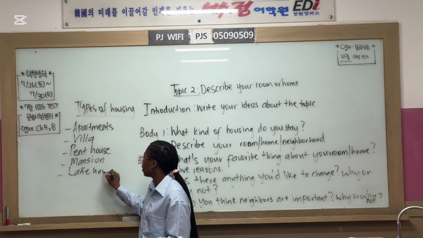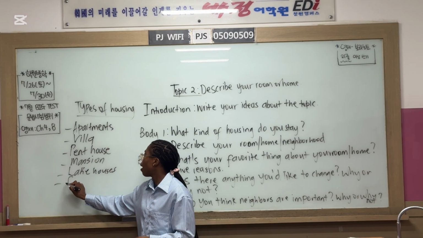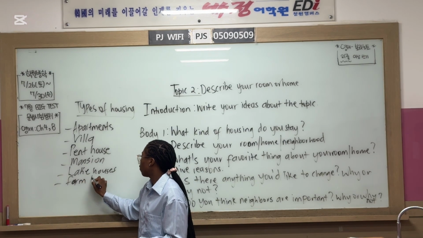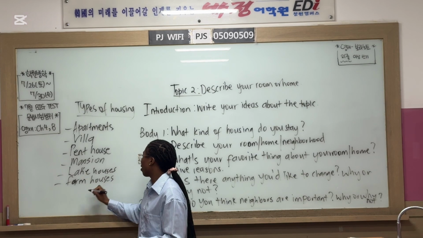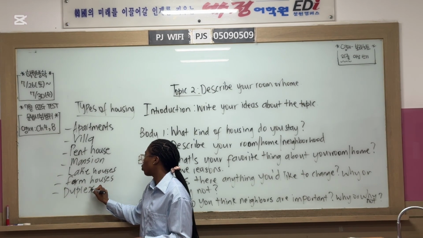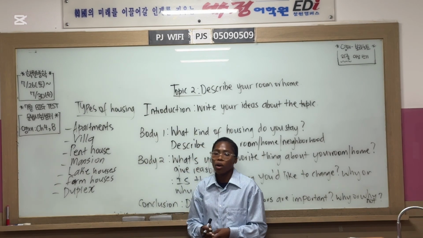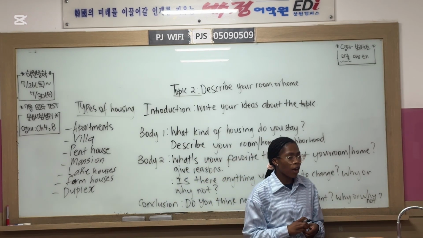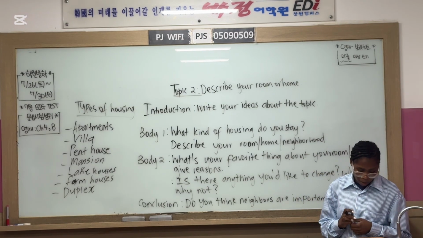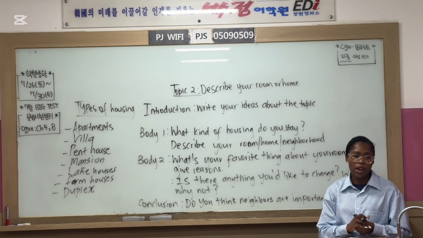There's lake houses as well. Other people live in farmhouses. Other people live in a duplex. It's a 2-story house. And there's many more others. Other people, they have tree houses and tiny houses as well as a cottage. All those are types of houses.